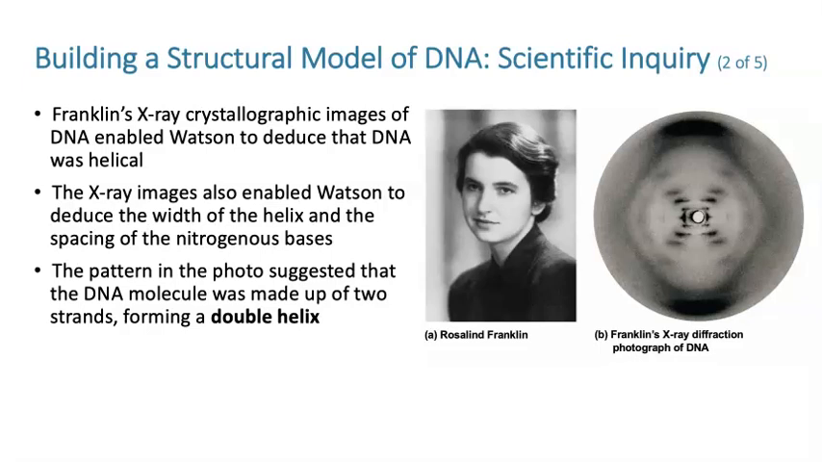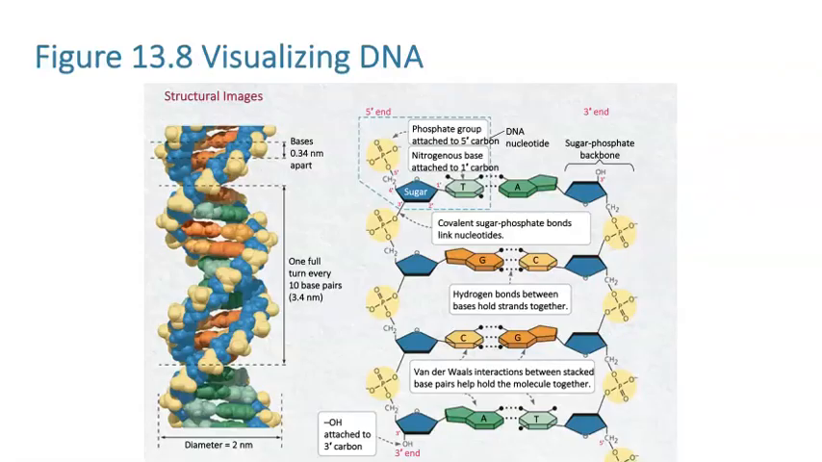So what we've got here is a double helix, and the width of the helix and the spacing of the nitrogenous bases are all basically seen in this picture. The next thing that I'm going to show you is the basics of what they figured out. They visualized all of this just from that picture, which I think is pretty incredible.